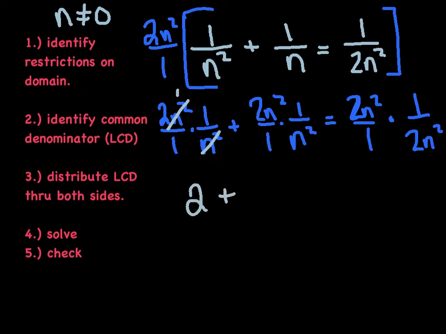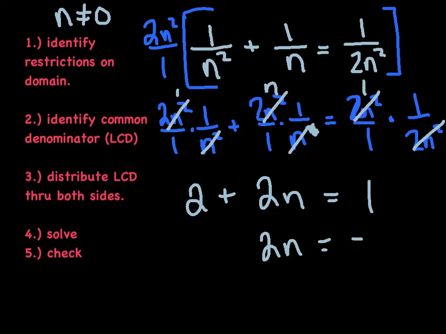Let's say, whoops, that's not supposed to be a squared, is it? Okay, pretend that's not there. Let's say that n squared divided by n gives me an n, so as I multiply across, I get 2n. And then over here, they completely canceled. 2n squared divided by 2n squared was 1, and so it just equals 1. And do a little algebra here, and n equals negative 1/2.